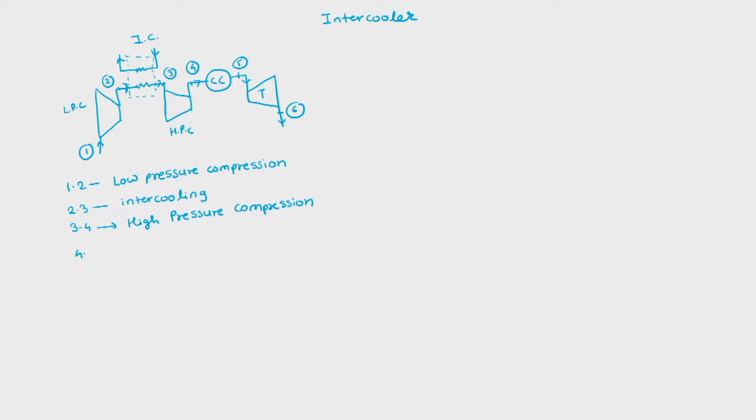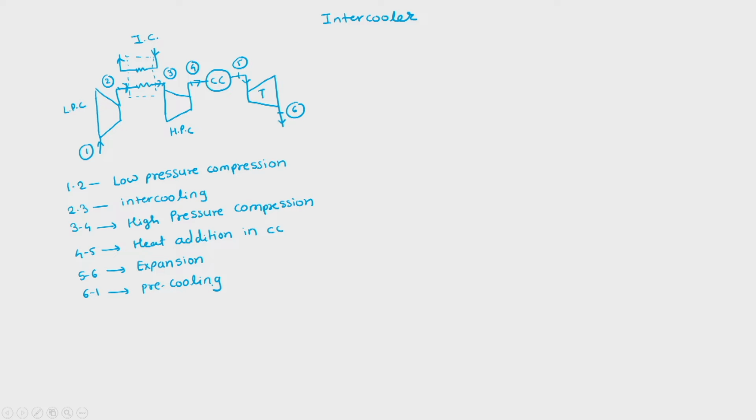Then we have 4 to 5, which is heat addition in the combustion chamber. Then we have 5 to 6, which is expansion in the turbine, which is obviously isentropic expansion. 4 to 5 is again isobaric heat addition. 6 to 1, in case of a closed cycle power plant, is pre-cooling.